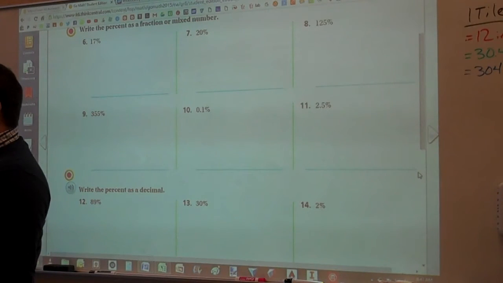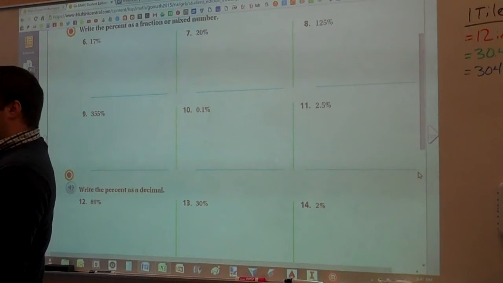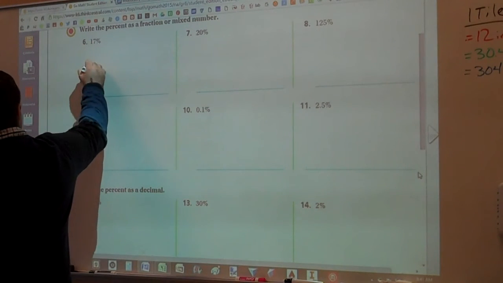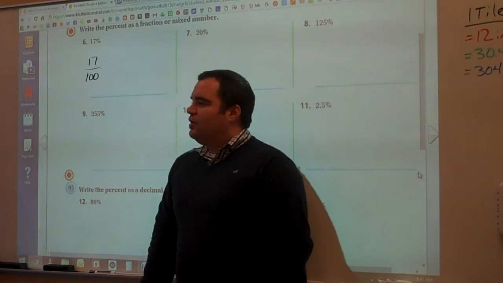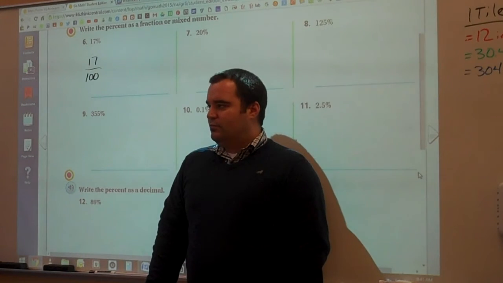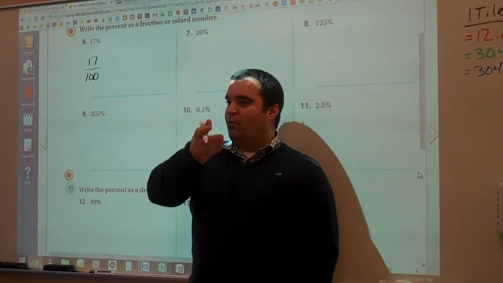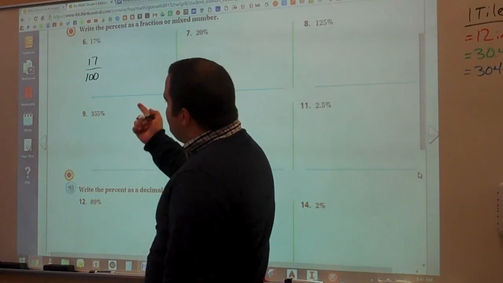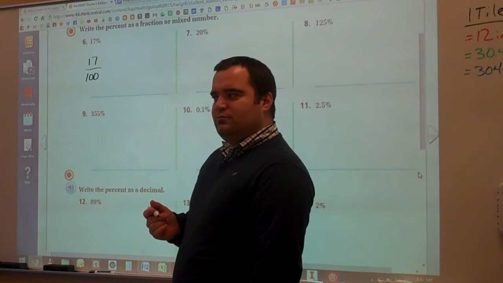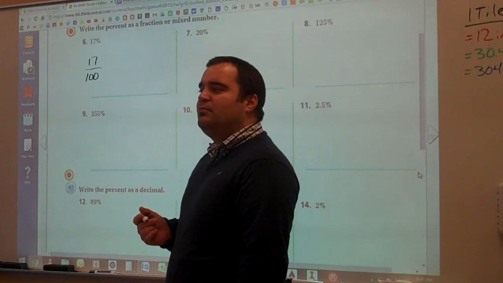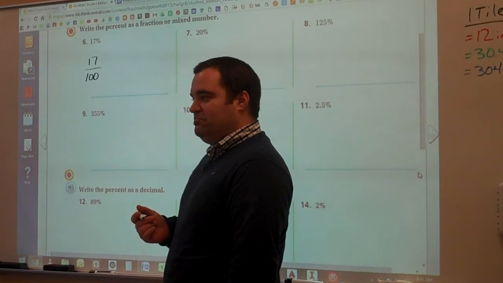17%, if we want to write that as a fraction, we can't write it as a mixed number, because it becomes 17 over 100. Hey, coincidentally, all of these percents are over 100. Why? Percent means per 100. For every 100. 17 over 100, is that a reduced fraction? Isn't 17 prime? Is 17 a factor of 100?